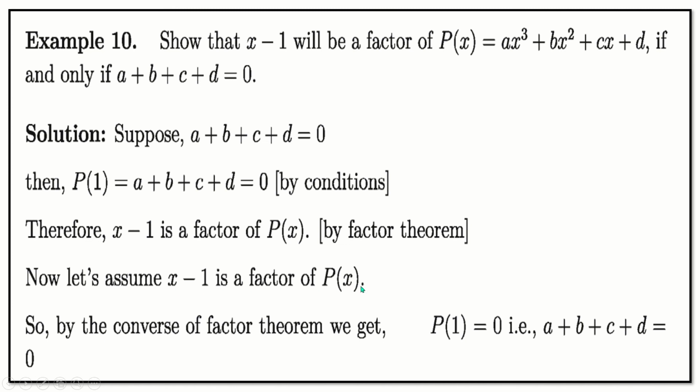x minus 1 is a factor of p of x. So by the converse of the factor theorem, we get p of 1 is equal to 0. The converse factor theorem means p of 1, as here is one fixed number 0, means remainder 0. So p of 1 means a plus b plus c plus d, that means x is equal to 1, 1 cube is 1, so here it will be a plus b plus c plus d, and the right side will be 0. The proof is complete. Clear, everyone?